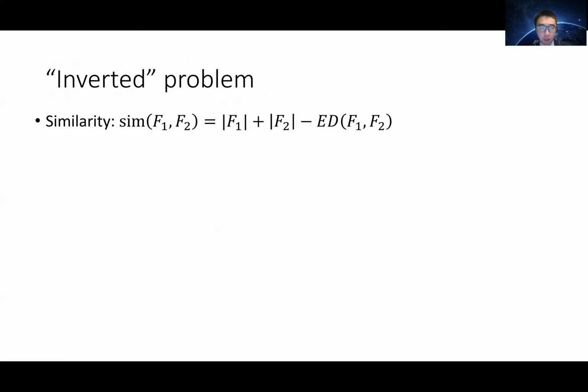It works on the inverted problem of similarity. For two forests F1 and F2, the similarity between F1 and F2 is defined to be the size of F1 plus the size of F2 minus the edit distance between F1 and F2. Minimizing edit distance is therefore equivalent to maximizing similarity.